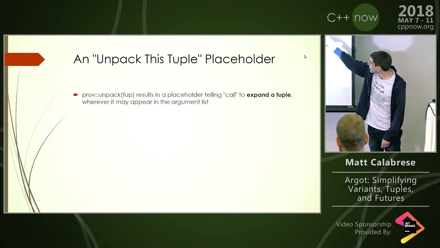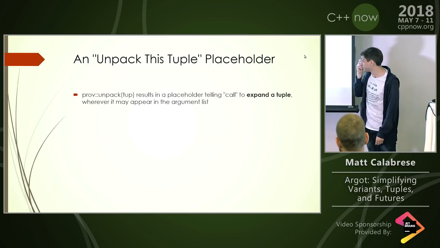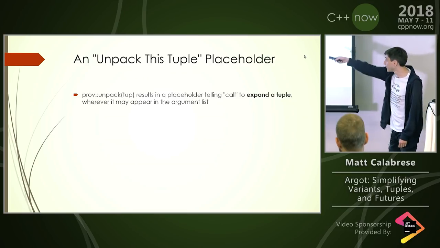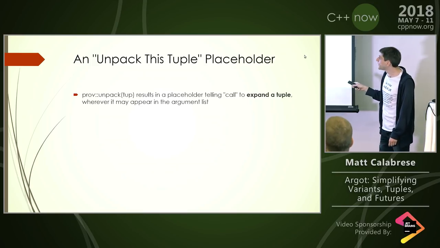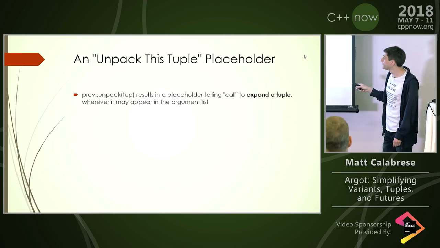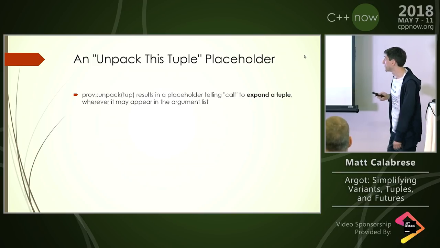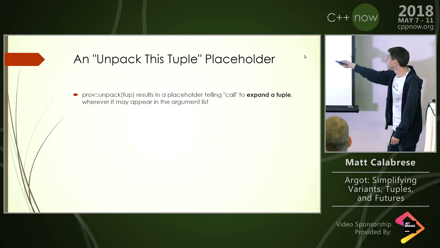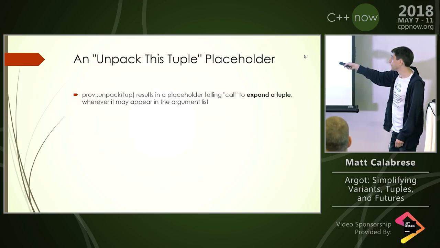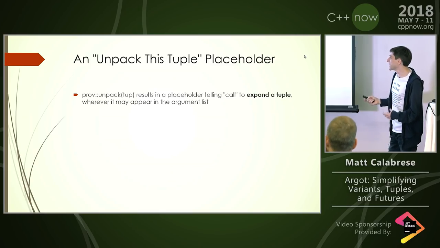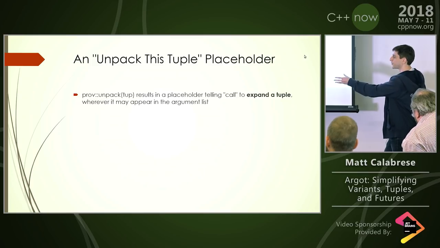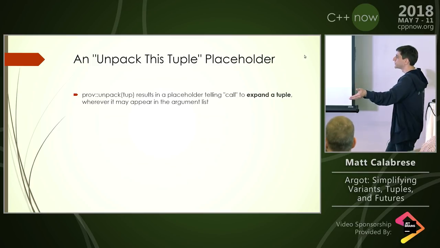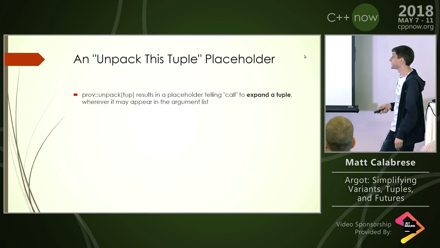So let's talk about one of the first more interesting types of placeholders that you can use. This one's called prov::unpack. All of the placeholders in this library are nested in this little namespace prov, which just stands for argument provider, and I'll talk about what that means later. But all you need to know is that if you call prov::unpack and give it a tuple, the result of that function is a placeholder that tells the call algorithm, hey, instead of passing this tuple along as normal, expand out all of its elements as separate arguments.